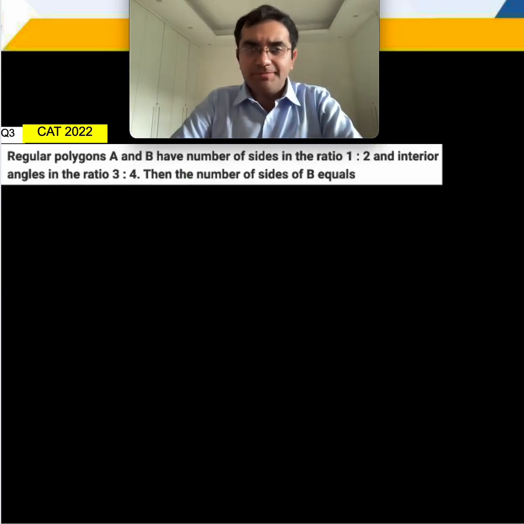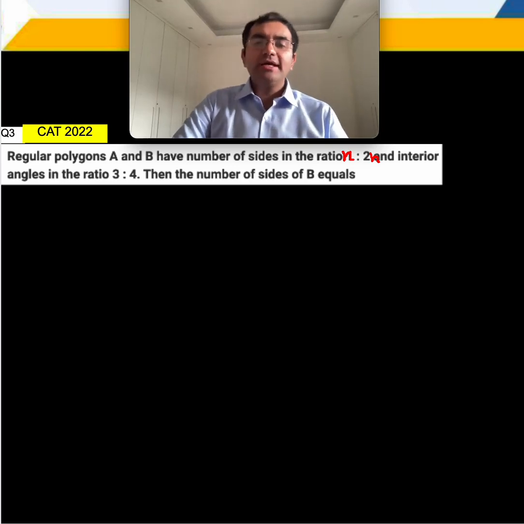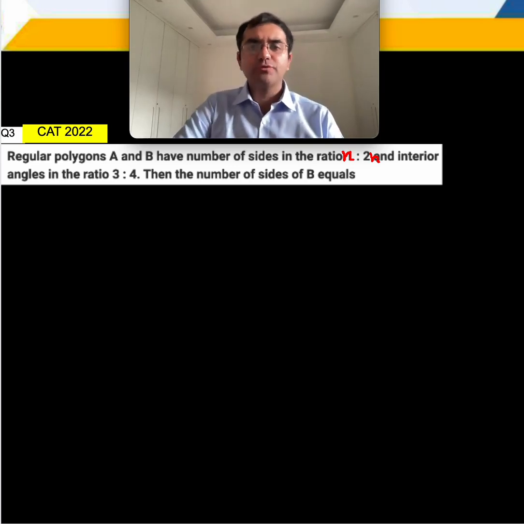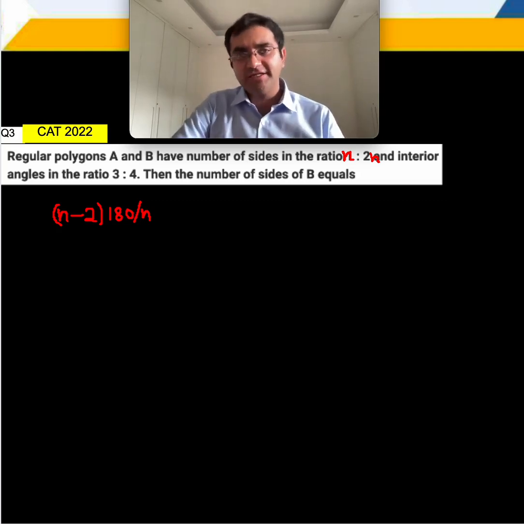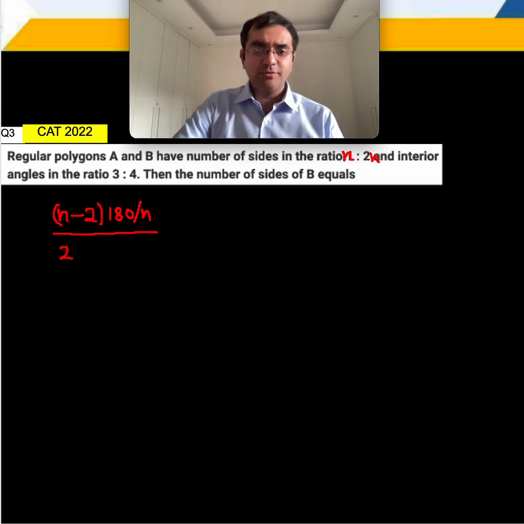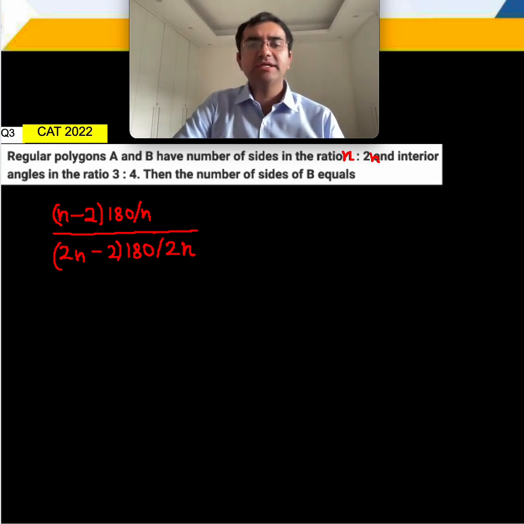Question from geometry related to regular polygons have sides in the ratio 1:2. So let the number of sides be n and 2n. उनके इंटीरियर एंगल्स आर इन द रेशियो 3:4. इंटीरियर एंगल का फॉर्मूला होता है n-2 into 180 divided by n. That is the value of each interior angle if n is the number of sides. If 2n is the number of sides, तो n की जगह 2n रख देंगे upon 2n, and the ratio of the interior angles is given as 3/4. Solve for n. That's all.